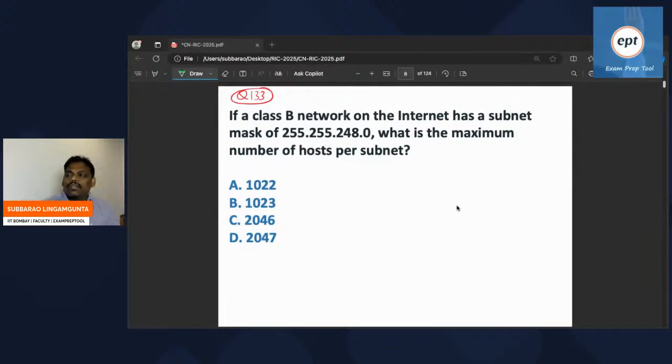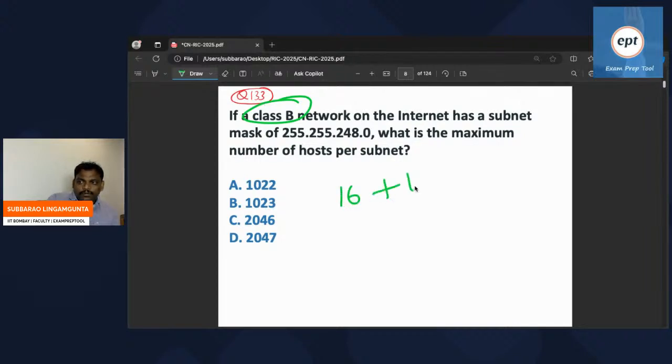If a class B network on the internet has a subnet mask of 255.255.248, what is the maximum number of hosts per subnet? Remember, it is a class B. Sorry, the mask is 255.255.248.0. Remember, class B.